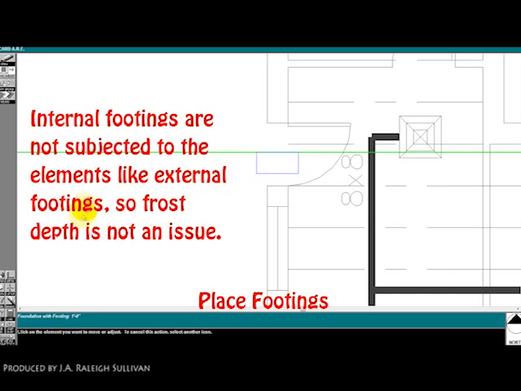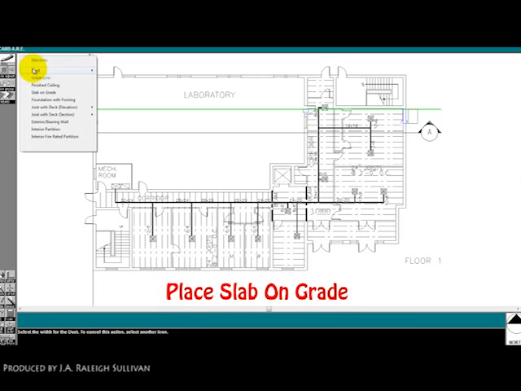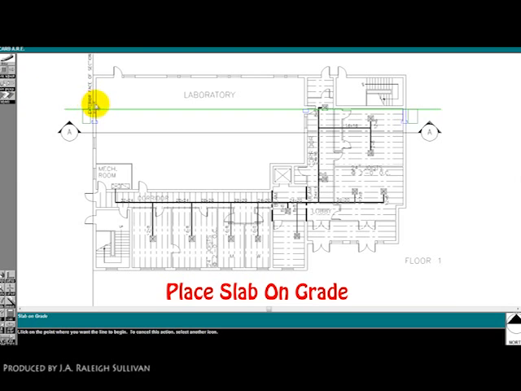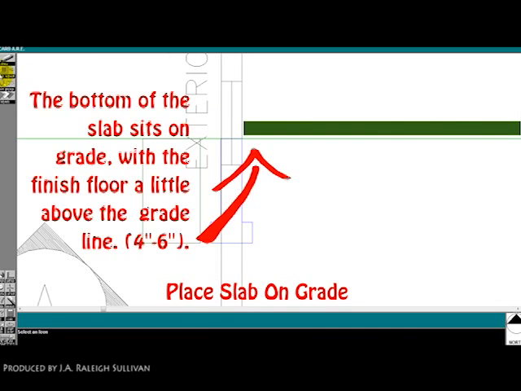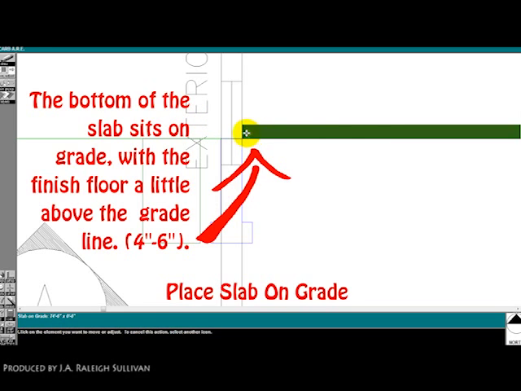Now we can place our slab on grade. Just plop it into the drawing. Once we get the slab element into the drawing, we will zoom in and fine-tune the placement. Note that the slab sits on the grade line, with the top of the slab above the grade line. Make sure that you don't accidentally put the finished floor level even with the grade line. The top of slab must be above grade.